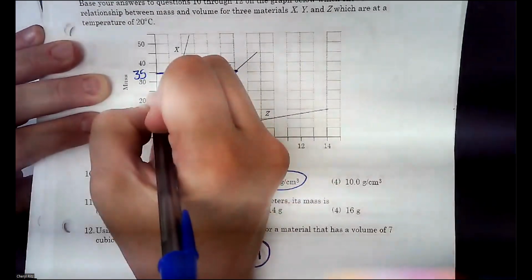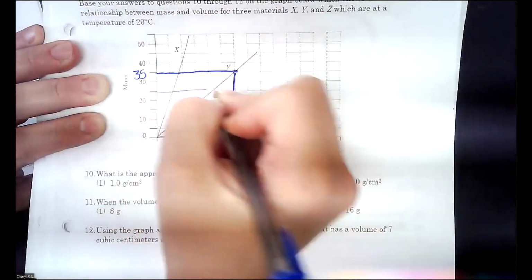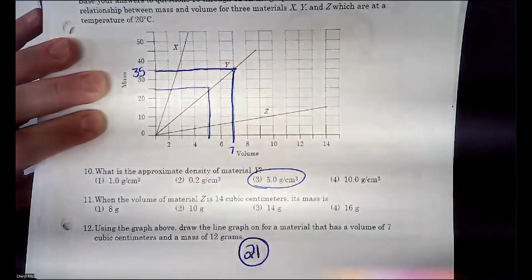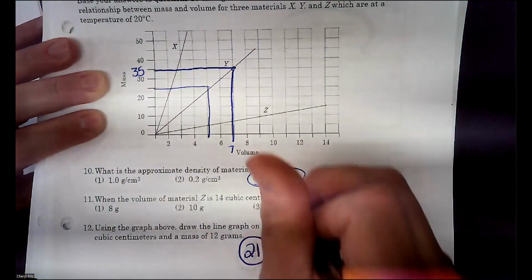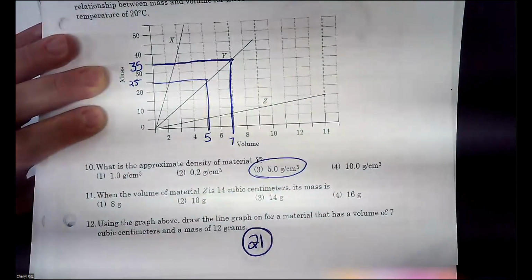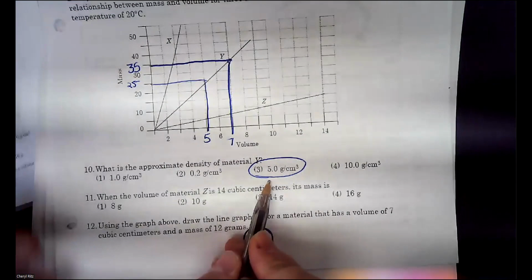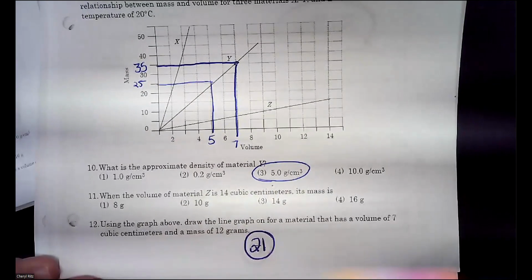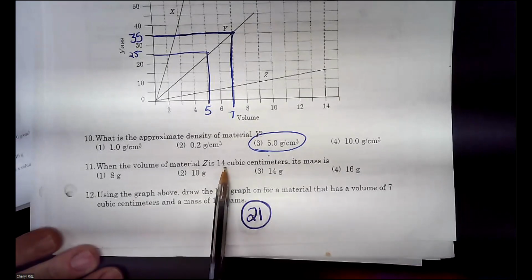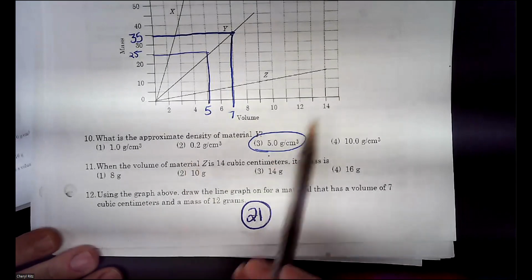You could have picked another number. Here's 25. Go over till I hit the line, and it's halfway between 4 and 6, so that's 5. And 25 divided by 5 is 5. So it didn't matter where you went, your density would have been 5. Same deal when the volume of material X is 4 or Z is 14.